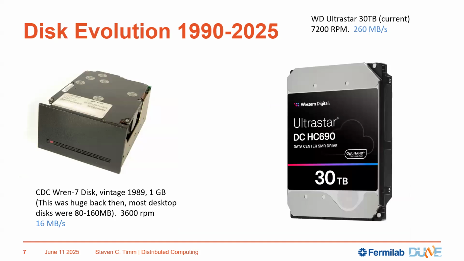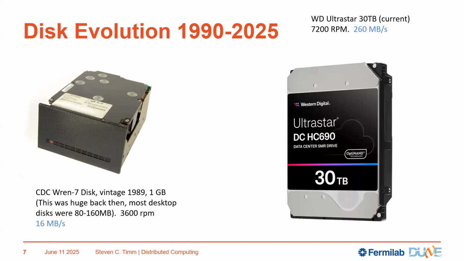Disk evolution, okay? We were very excited when we got a Run 7 disk on our experimental DAQ computer. It was a couple years old by then, but a gigabyte was a lot of disk in those days. That's a 5.25-inch drive. And we thought, we're great, this is a great thing to have. 3,600 RPM.